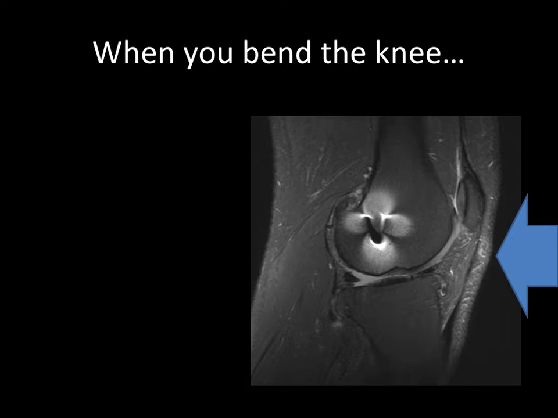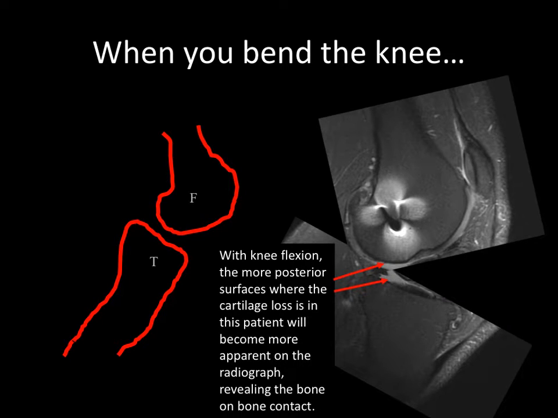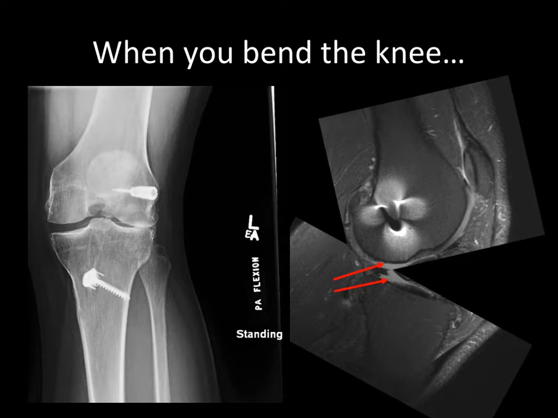So now let's look at that AP radiograph of the knee, which means that the beam is perpendicular to this sagittal view. So now, with the knee in flexion, the posterior portions of the knee where the cartilage is absent now come in contact with each other. And on the flexion view, now we see that there is complete loss of joint space with bone-on-bone contact.